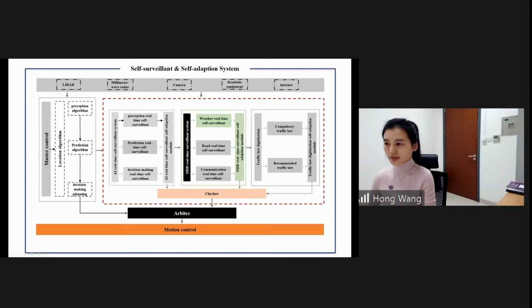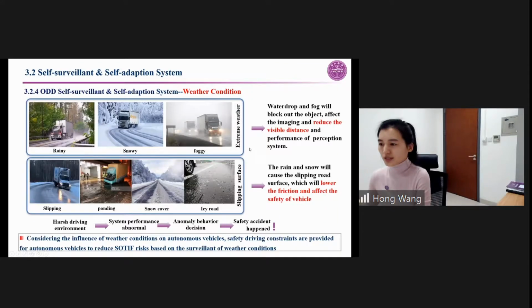For the weather condition, as we know, water drops and fog will block out the object, affect the image, and reduce the visible distance and the performance of the perception system. The weather condition can also lower the friction and affect the safety of the vehicle when driving. So considering the influence of weather condition, like rainy, snowy, and foggy days, safe driving constraints are provided for autonomous vehicles to reduce the SOTIF risks based on the surveillance of weather condition.